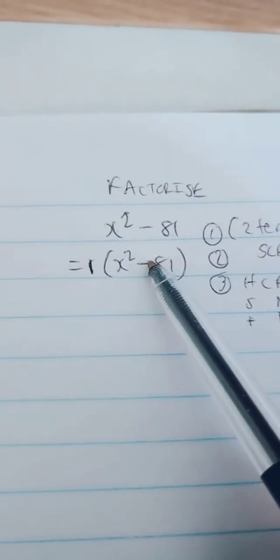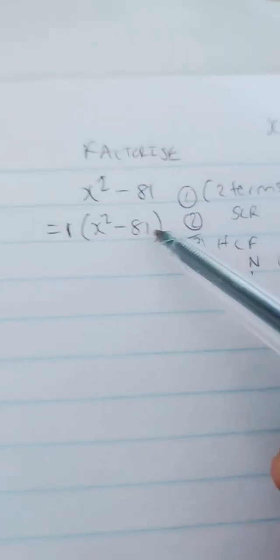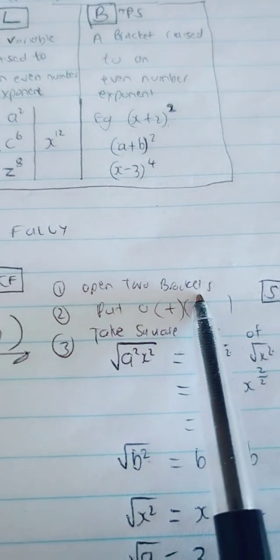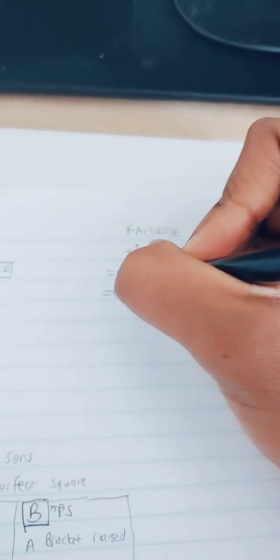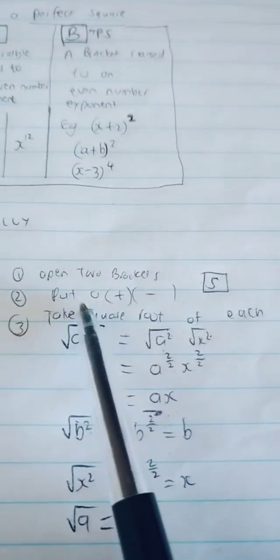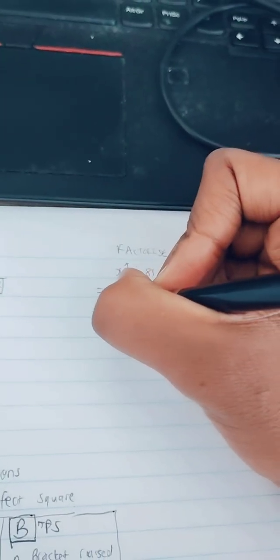So what do we have here? Do we have a difference of two squares? Yes, we do. So what do we do when we have identified a difference of two perfect squares? Well, here is the procedure. Step number 1, open two brackets. Let's go and open it. Step number 2, let's now put a plus sign in the first bracket and a minus sign in the second bracket. Let's do it. Plus and minus inside the bracket.